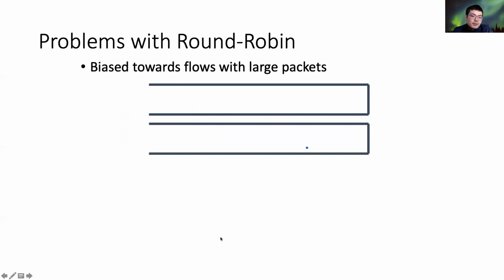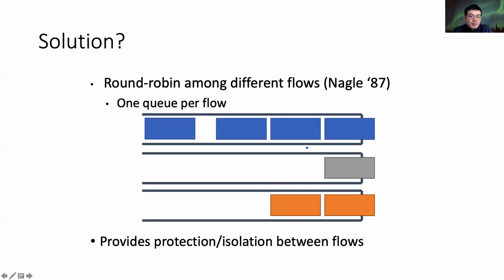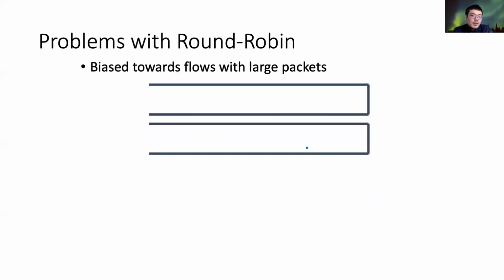There's a bias towards flows with large packets, because in the previous example we assumed packets were of the same size. But in reality, packets can have different sizes. For some applications you just send a simple verification message, while others you are sending big files, so a lot of packets. This causes a problem because it is biased towards large packets: the queue is counting how many packets you have, not how many bytes.